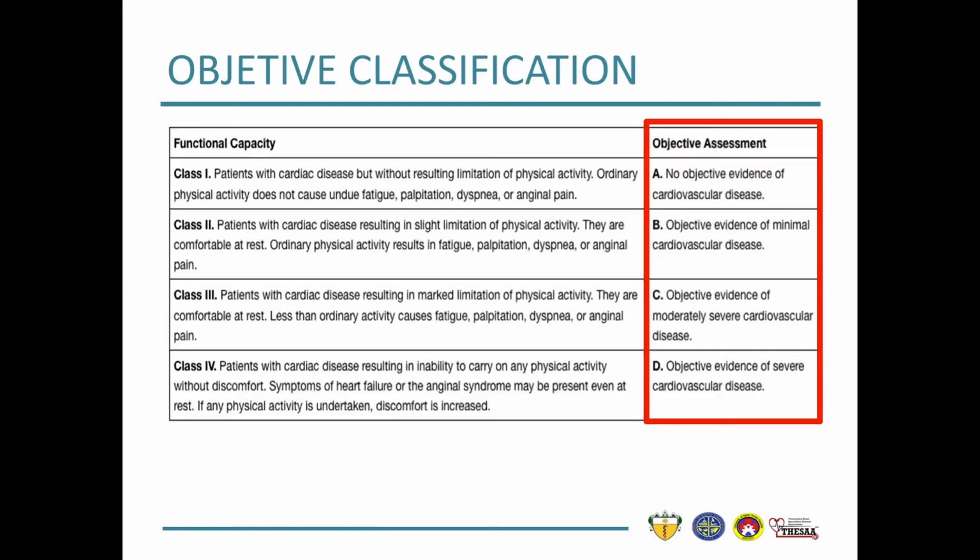This shows the objective classification. Class A has no objective evidence of cardiovascular disease. Class B has objective evidence of minimal cardiovascular disease. Class C has objective evidence of moderately severe cardiovascular disease. And Class D has objective evidence of severe cardiovascular disease.